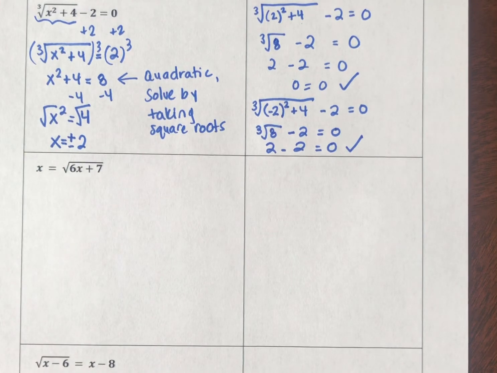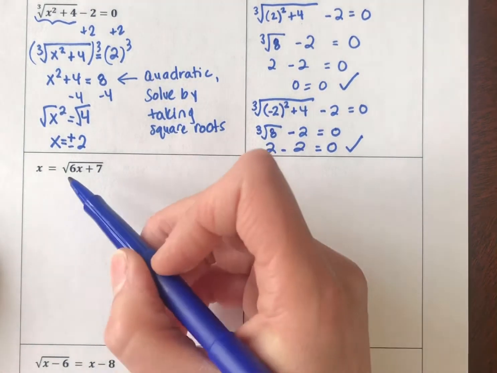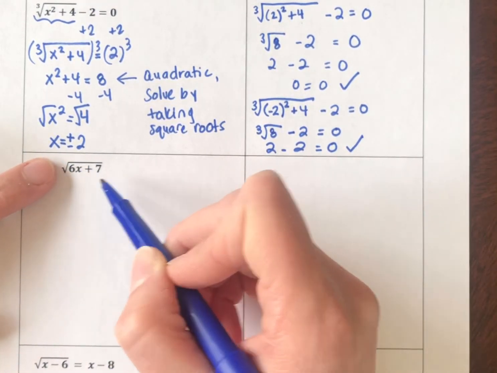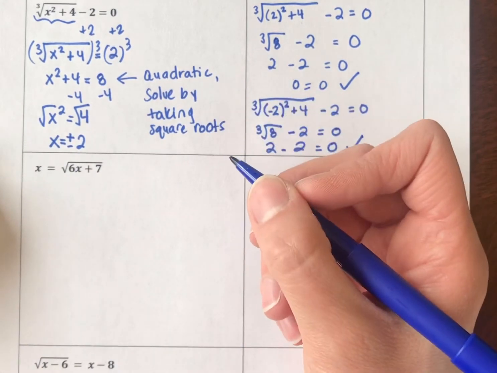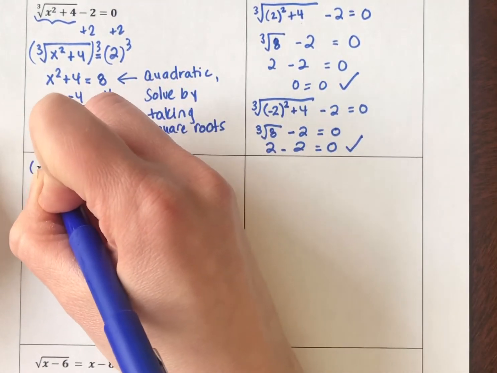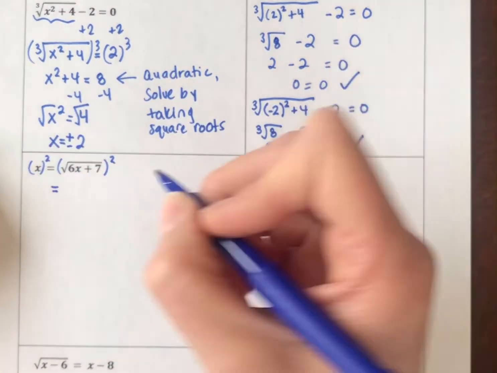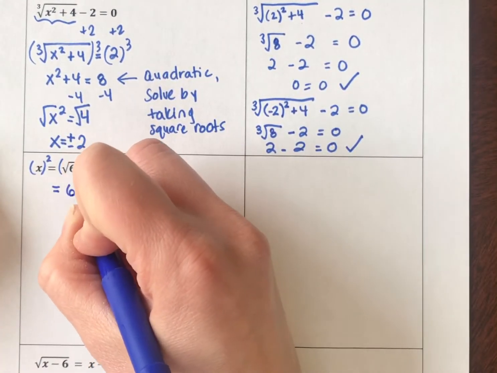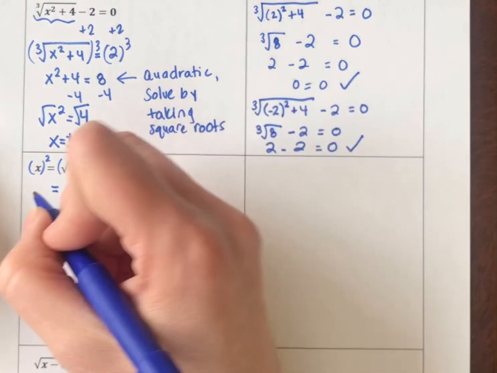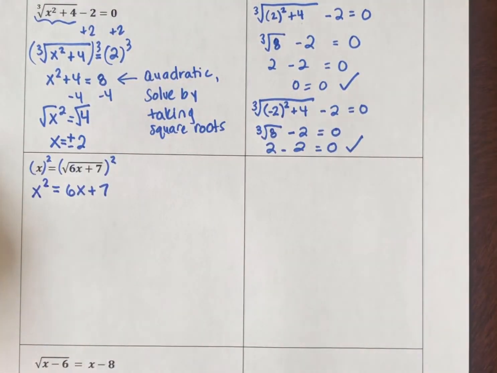In my next example, x equals the square root of 6x plus 7. The square root of 6x plus 7, that's already isolated. There's nothing else over on that side with it. So what I'm going to do, the inverse of square rooting, is squaring. I'm going to raise each side to the second power. On the right, I just get out 6x plus 7. And on the left, x to the second power is x squared.